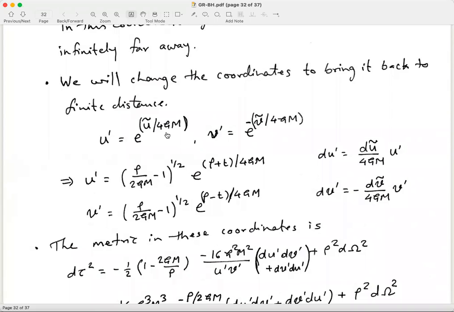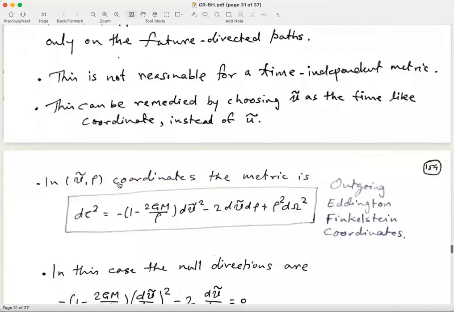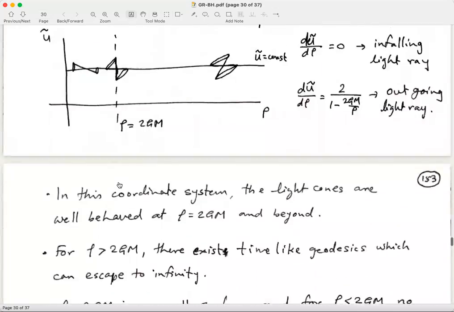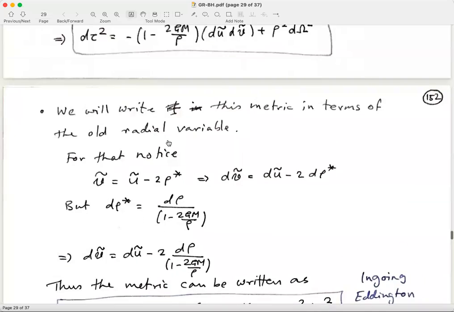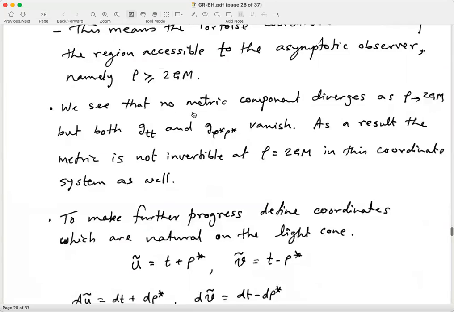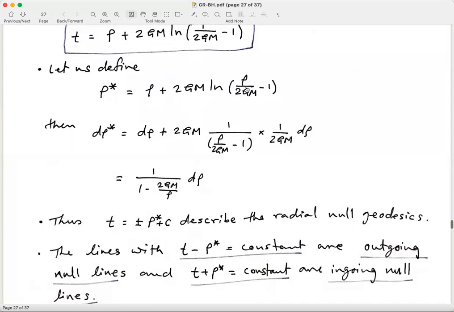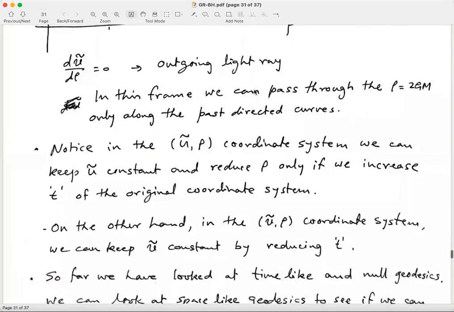So what we'll do is bring it back to the original coordinate system, which is rho and t. We know what u tilde is in terms of rho and t, but we have to do a few steps. Remember, u tilde is written in terms of rho star to start with, and rho star is written in terms of rho, which is rho times rho plus 2GM upon log. So we need to go back to the rho and t coordinate system.